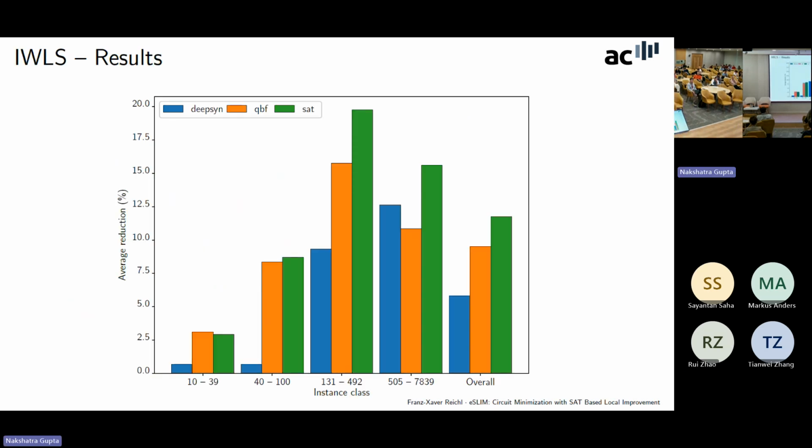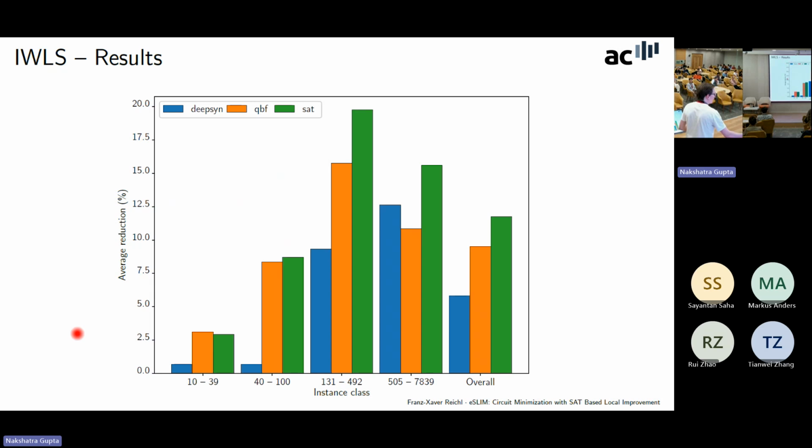Now, a few words about some experimental results. We compared our tool with a previous approach, which was based on a QBF encoding, and with ABC. Here we use the command deepsyn, which is the state-of-the-art command from ABC for anytime optimization of circuits. And we use the instances from the IWLS Programming Contest 2023, where the task was to compute small AIGs for given Boolean functions.